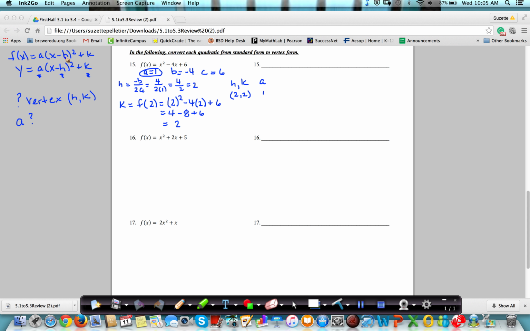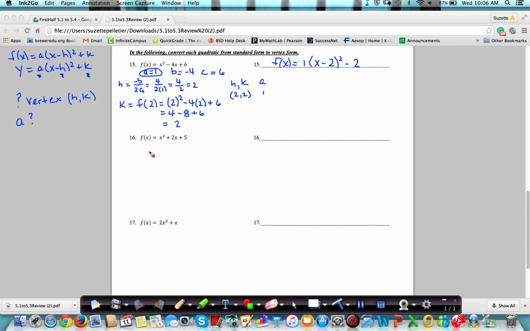So now I have everything I need to write my equation in vertex form. I just need to plug in the A, plug in the H, plug in the K. So my equation is going to say f of x equals A, which is 1, times x minus h, which is 2, squared minus 2. So that's my equation in vertex form for this equation in standard form.